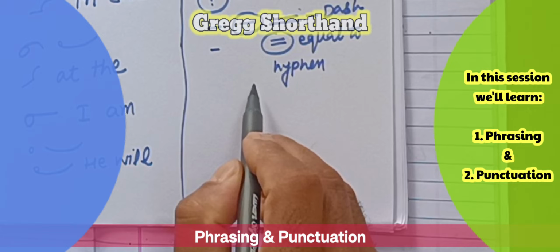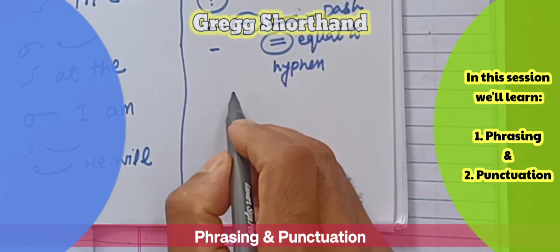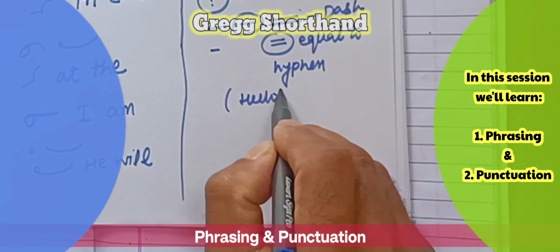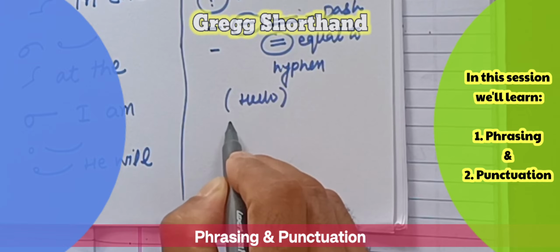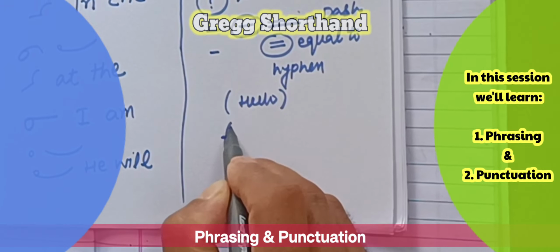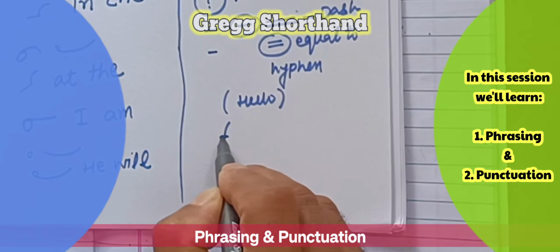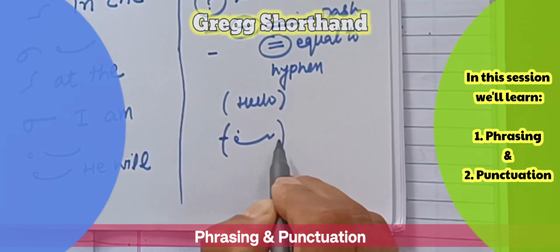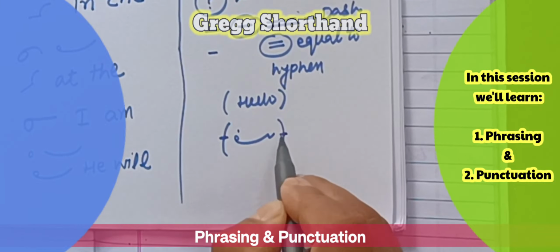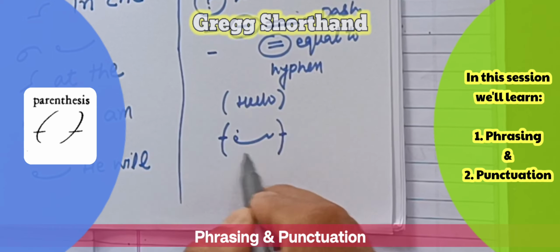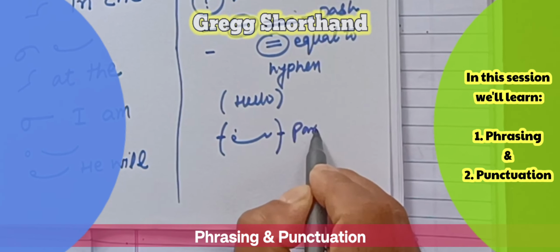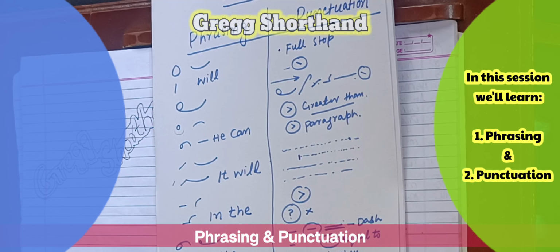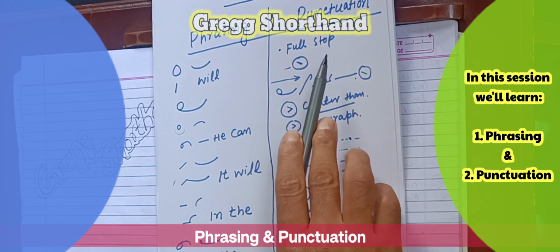So in the same way we have parenthesis. How do we show parenthesis? If we have to show it in English, we can show it like this: hello, and then close the parenthesis. But in Gregg Shorthand, how do we show this? We make a parenthesis, then draw a dash. And this is hello. Later you will get to know how this is formed. I'm just giving an example, and then we'll close the parenthesis. These are the parentheses in Gregg Shorthand. Okay. I hope you understand what's phrasing and what's punctuation.